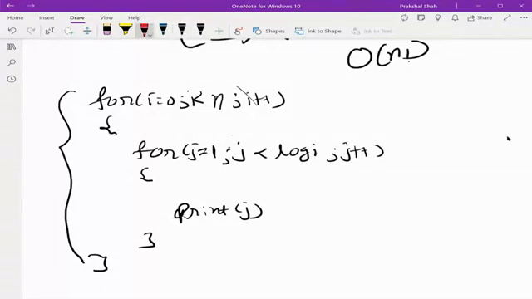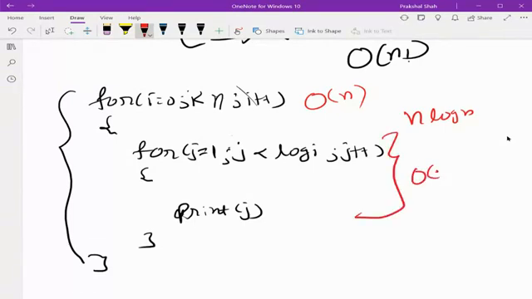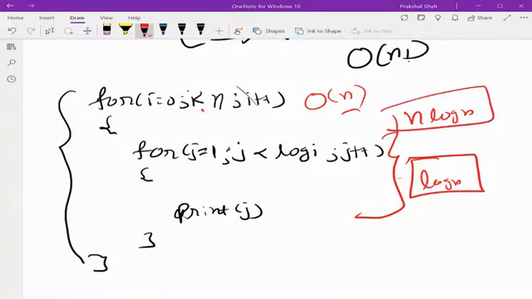Okay, so can I say it will be n log n only, because this will anyway run for n times, and for every one of those n, the inner loop will run log n times because my condition is for log n. So for every i, it will run log n times. Is that clear? Okay, I think so.